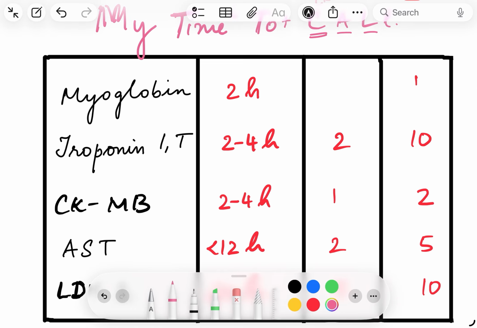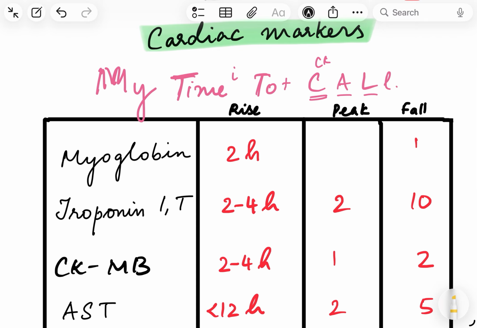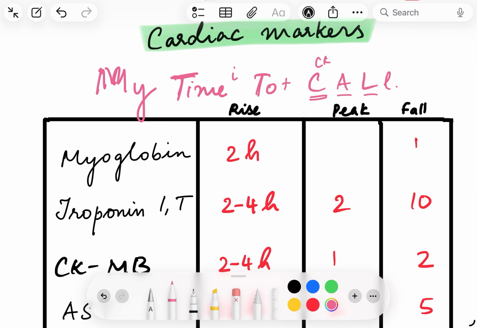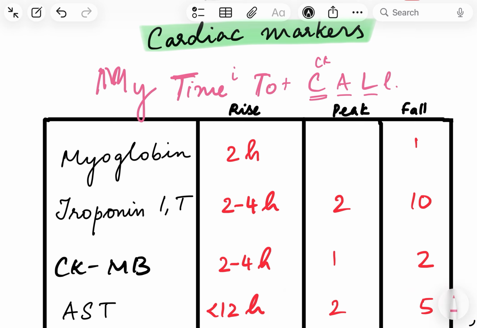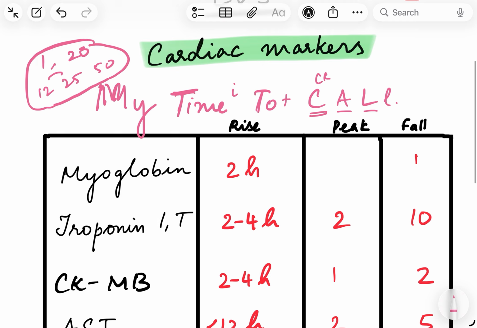So these are the times written on the top. This is the rising time, this is the peak and this is the fall. So how do you remember it? You'll have to remember a few numbers. Just remember 1, 20, 12, 25 and 50. Okay, these are the numbers which I want you to remember.